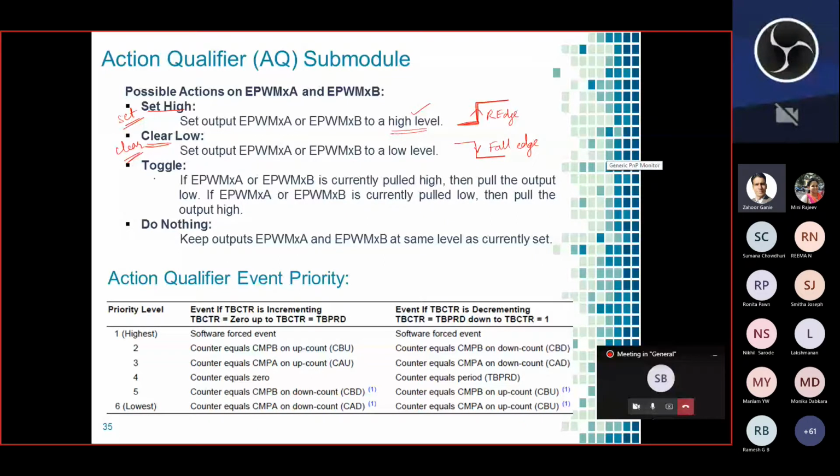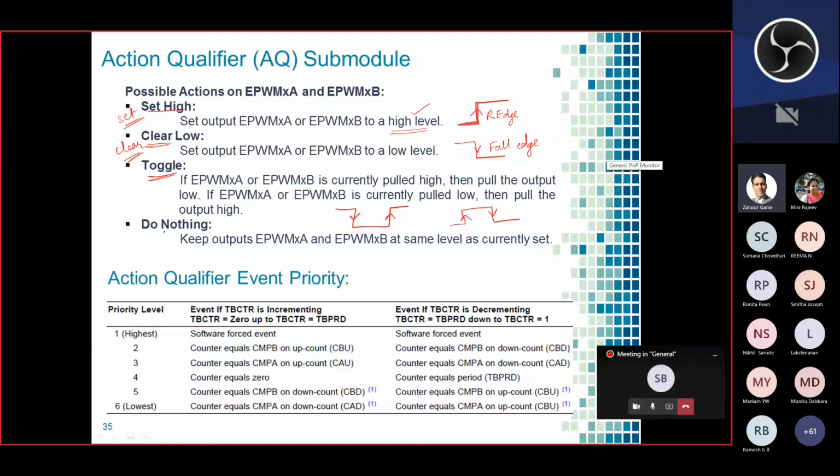And toggle, here you have: if EPWM A or B is currently pulled high, then pull the output low. And if it is currently pulled low, then pull the output to high. That means it will be toggling. If it is low, it will pull to high, and if it is high, it will make low. So it will just be toggling between these two. This is the toggle operation.